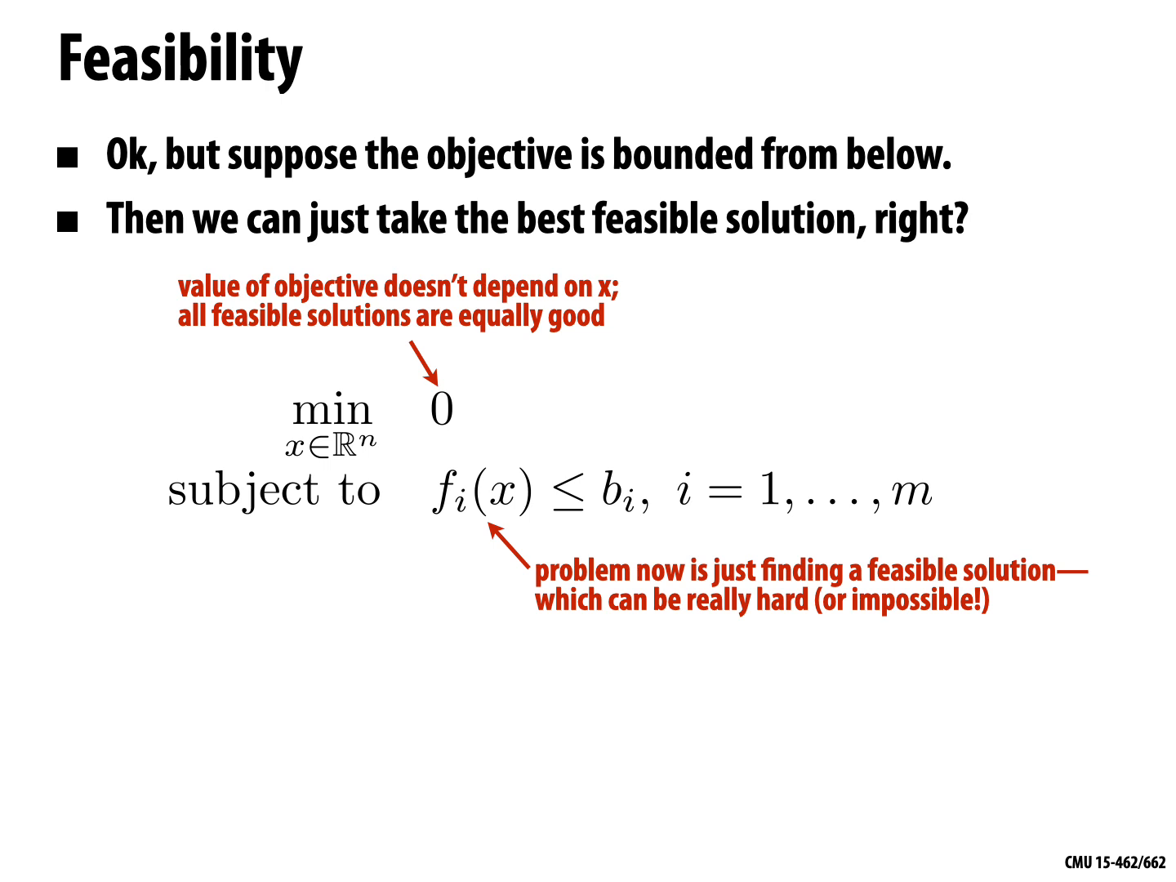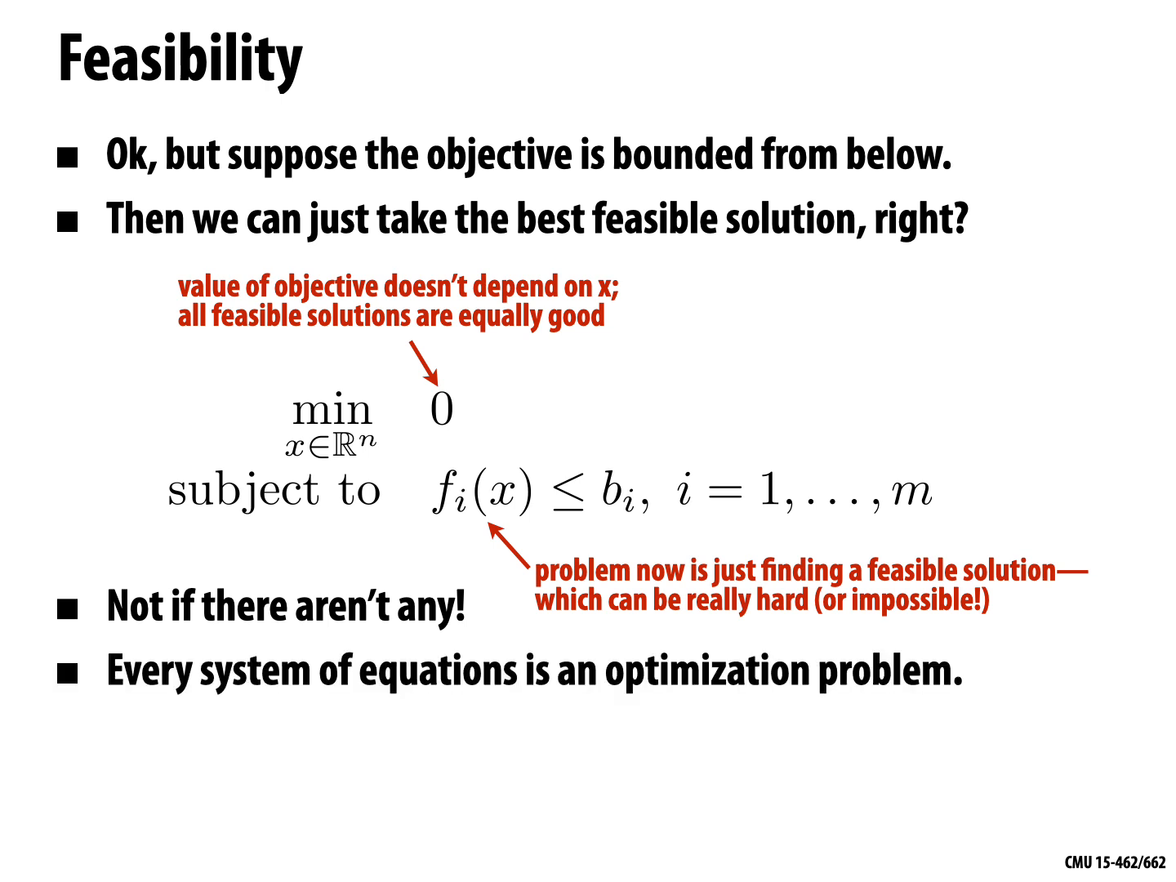A stupidly simple example of this would be minimize 0 subject to x equals 1 and x equals minus 1. Okay? That is a problem in standard form. It doesn't have a solution, and so therefore it doesn't have a globally optimal solution. Okay? So we can't just take the best feasible solution because there might not be any points at all.